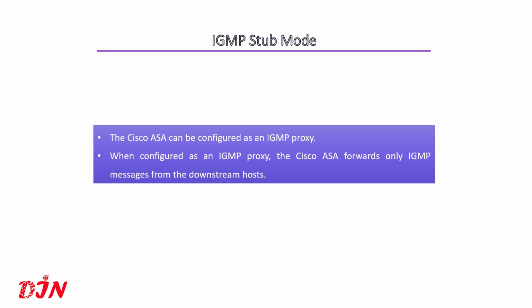This minimizes unnecessary transmissions. The Cisco ASA can be configured as an IGMP proxy. When configured as an IGMP proxy, the Cisco ASA forwards only IGMP messages from the downstream hosts. Additionally, it can send multicast transmissions from upstream routers. It can also be configured to statically join a multicast group.